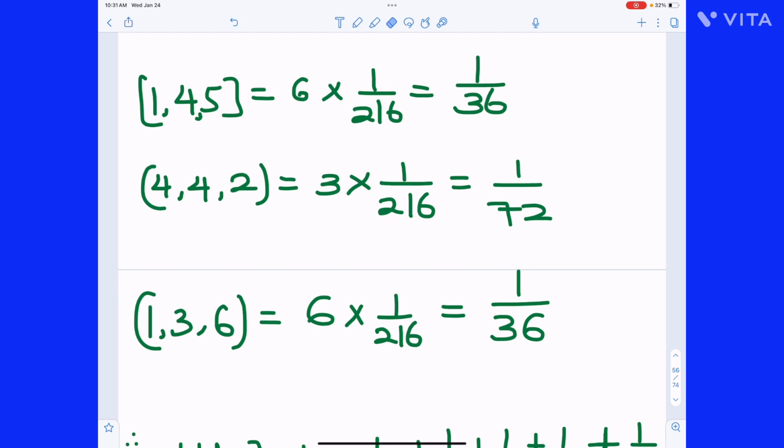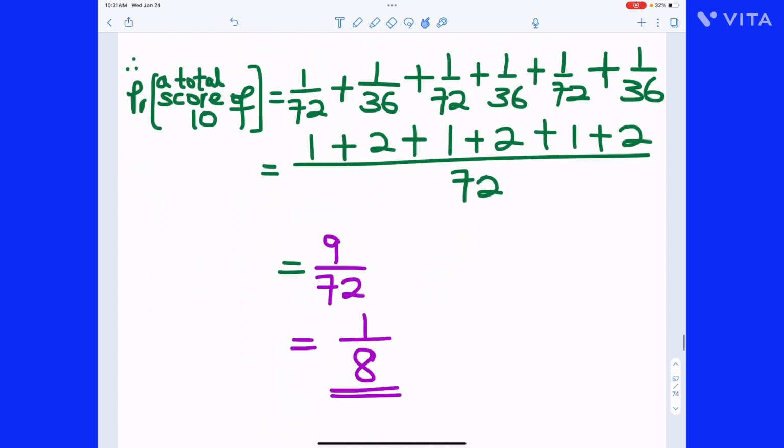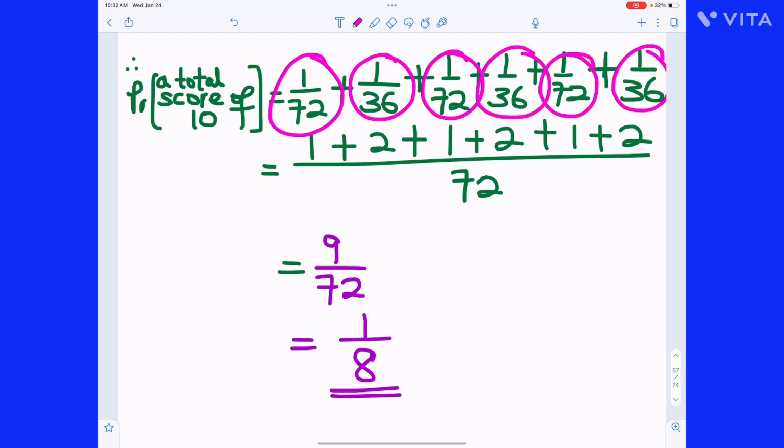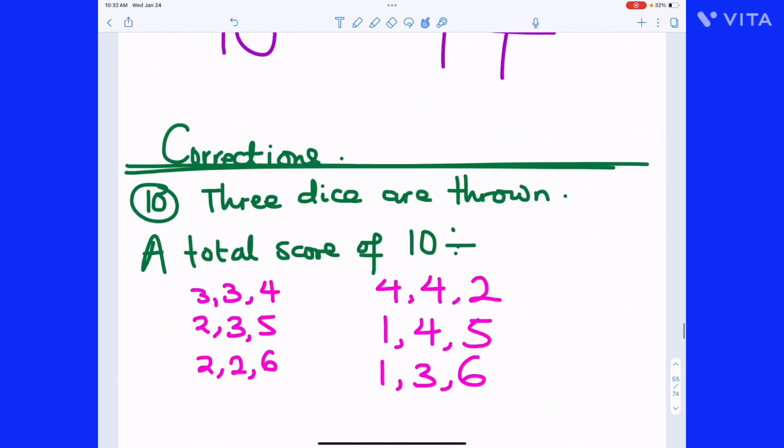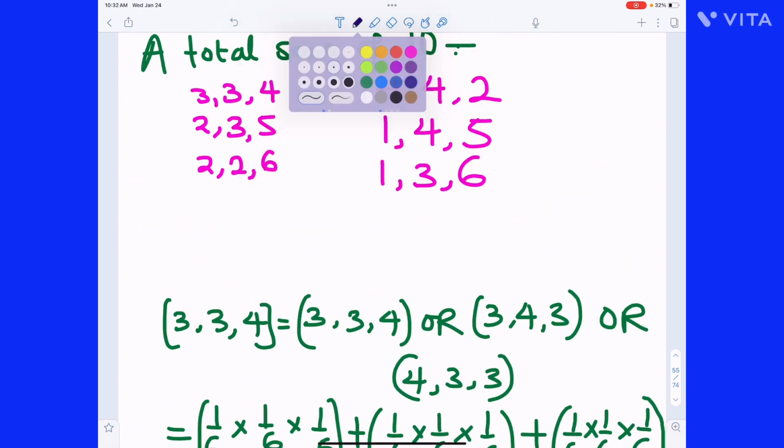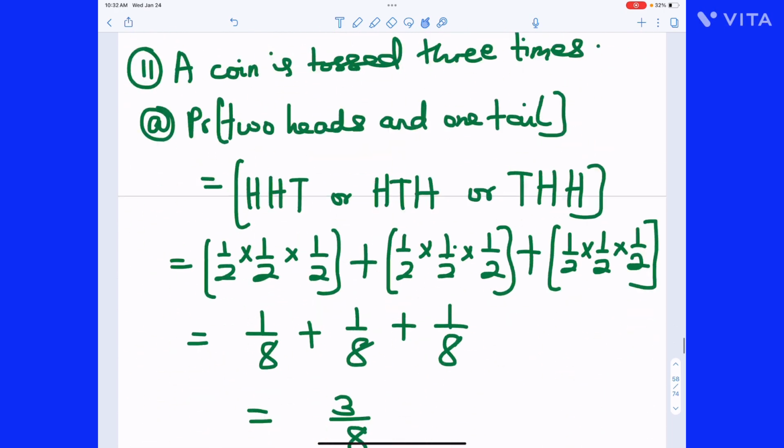Then 1, 3, and 6. These are 3 different numbers too. So this one will also lead to 1 over 216 times 6, and that's 1 over 36. So now the probability of getting a total score of 10 from the 3 dice will be the sum of all the different ways that can happen. It will be the sum of all these 6 different ways. We've computed their probabilities, so you just add, simplify, and get your answer.